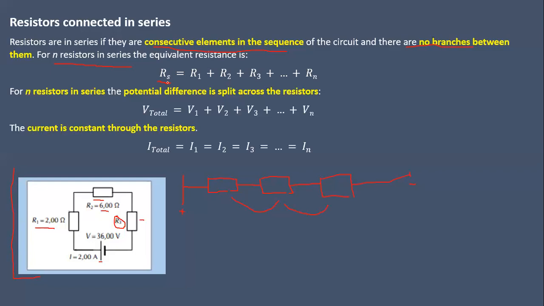And then they go on to say, for n resistors, in our case n is 3, so for these 3 resistors that we see in this circuit, the potential difference is split across the resistors. And normally they use a term, they say resistors that are connected in series are potential dividers.